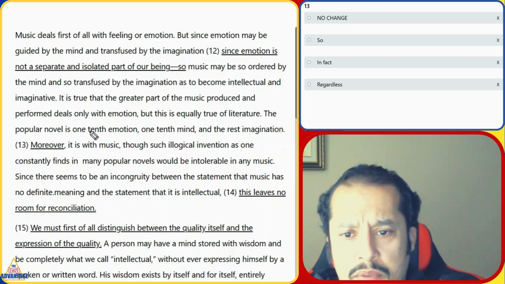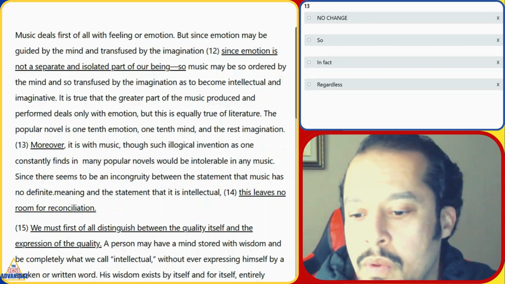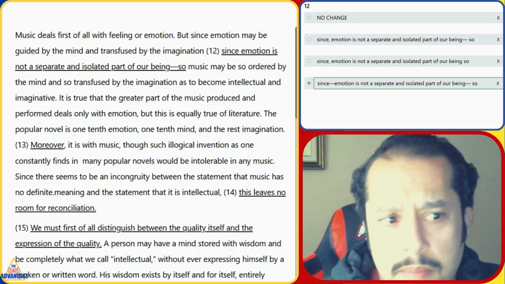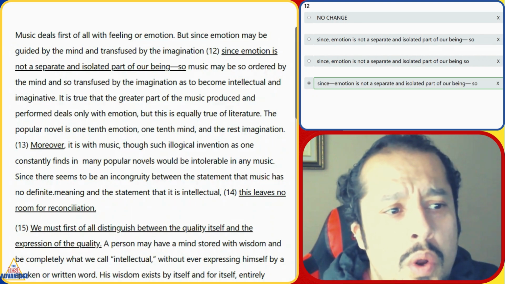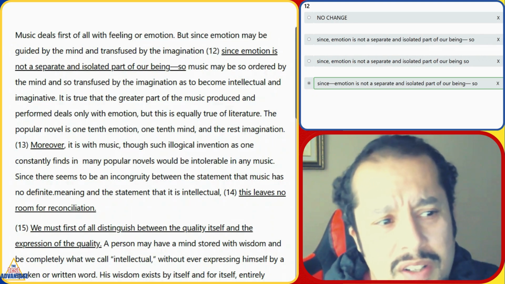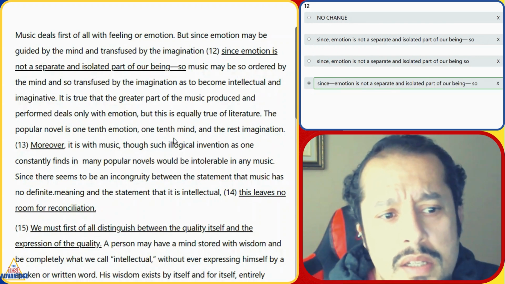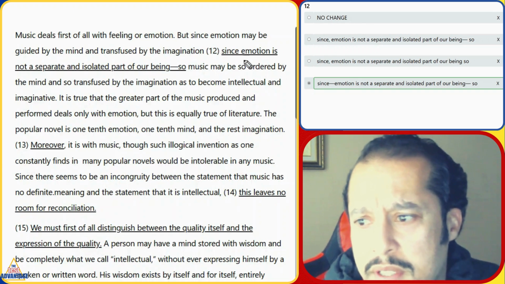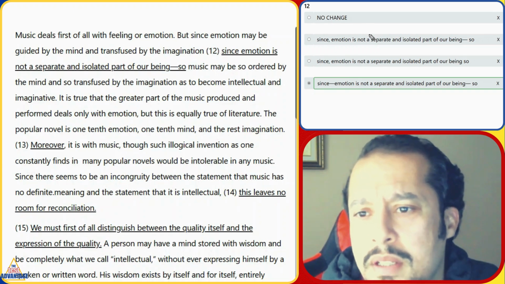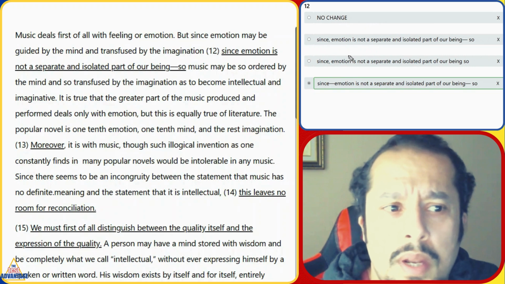The popular novels, one-tenth emotion, one-tenth mind, and the rest imagination. So, like we said, here we would go with answer D. There's other few things here. يعني دايما ممكن نشوفه it doesn't make sense. لو شلنا الفريز ده في النص or whatever, none of them make sense. So you have to deal with ايه هم اللي عايزينها.